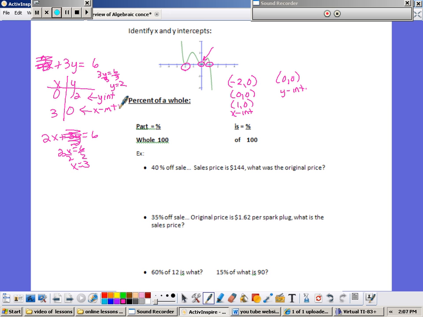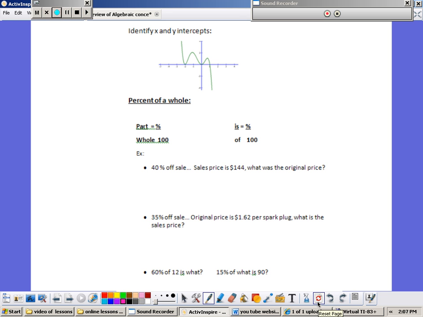Okay, percents of wholes and parts. Percents of wholes and parts are set up as a proportion. This formula is on your formula sheet. A fraction is the part over the whole, and a percent is percent over 100. The part is usually marked by the word "is," and the whole is normally marked by the word "of." So if you see the words "is" and "of," a lot of times that will tell you what the part and the whole are.